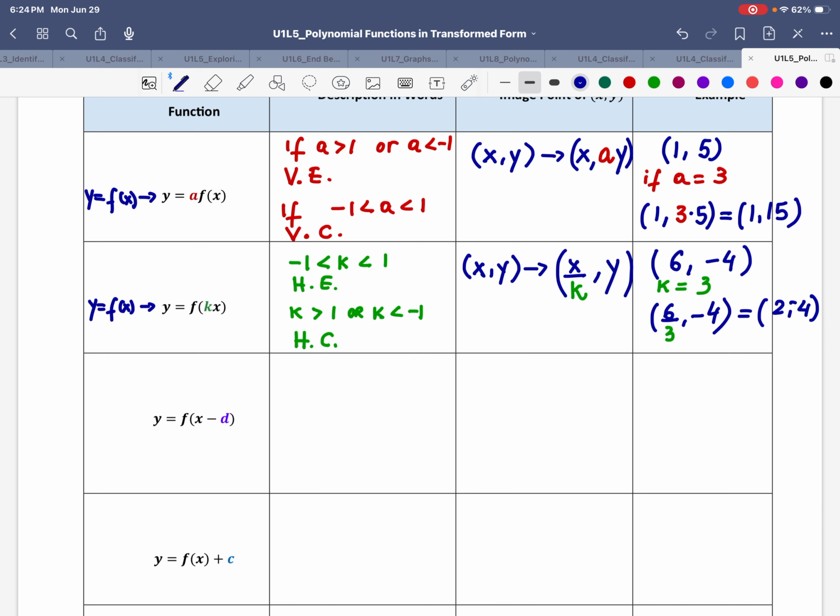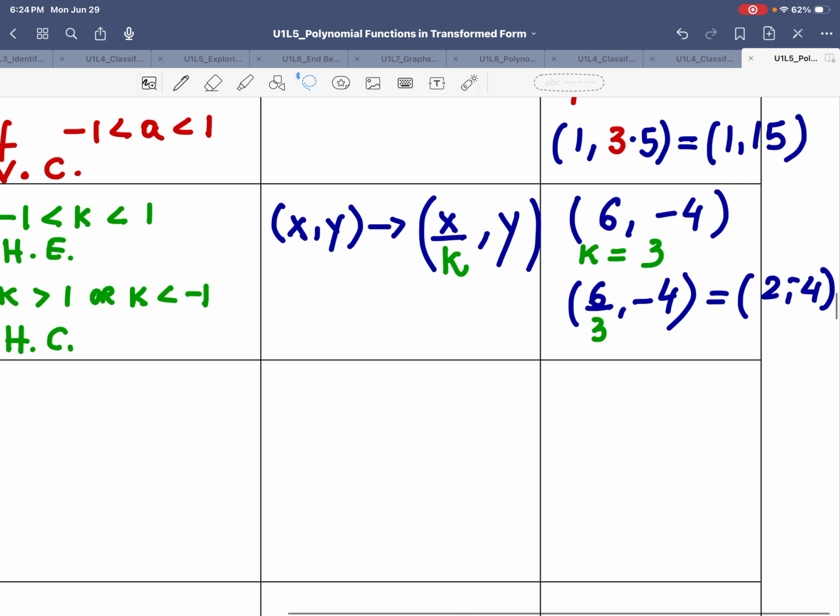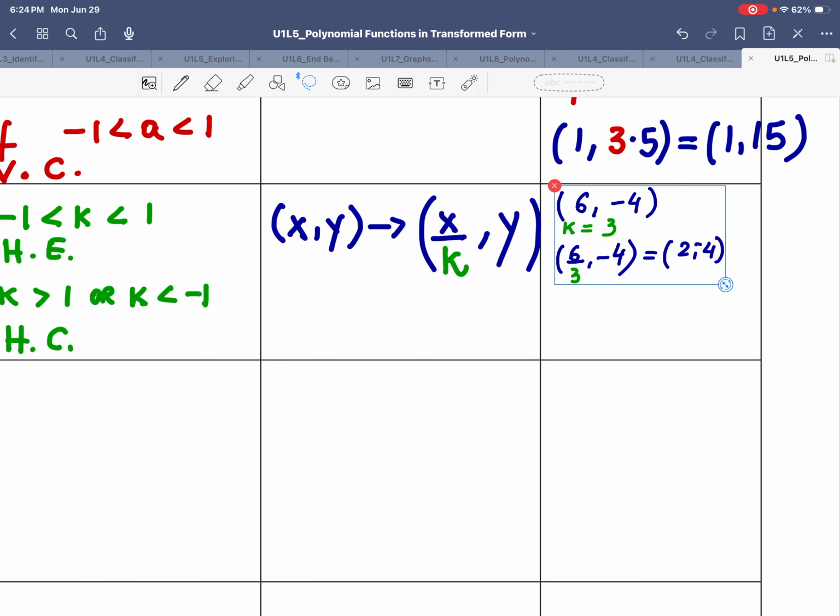Now, what would have happened if the value of k is, for example, 1/2? So if the value of k is equal to 1/2, and I'm going to use the exact same point in here. Let's make some room. The same process needs to be followed. So if k equals 1/2, then the point 6 and -4 to produce the image will be divided by 1/2.